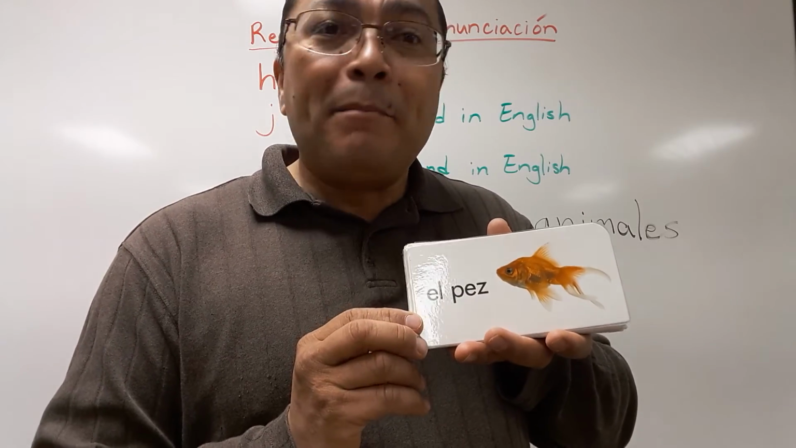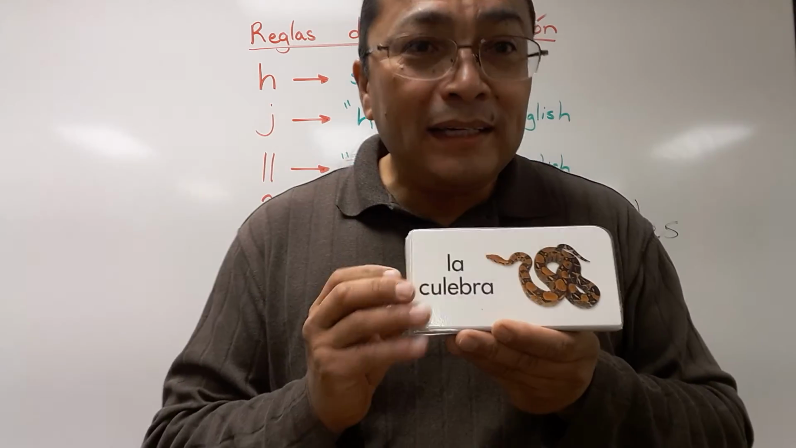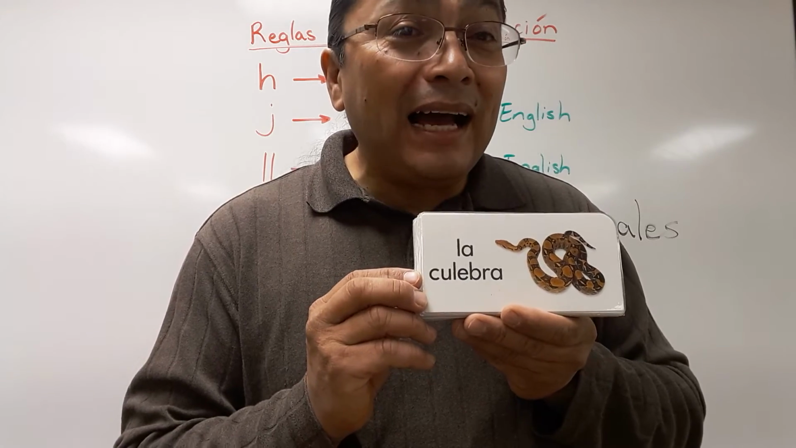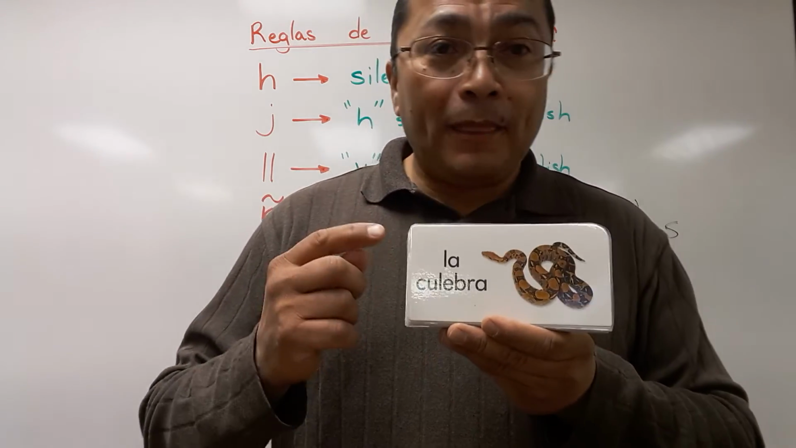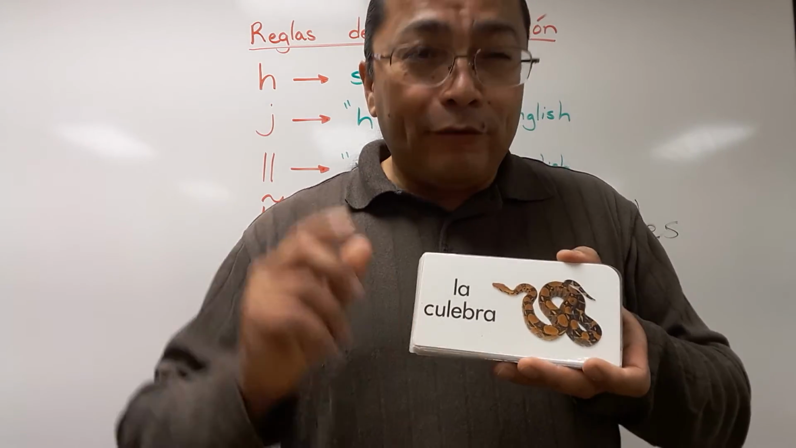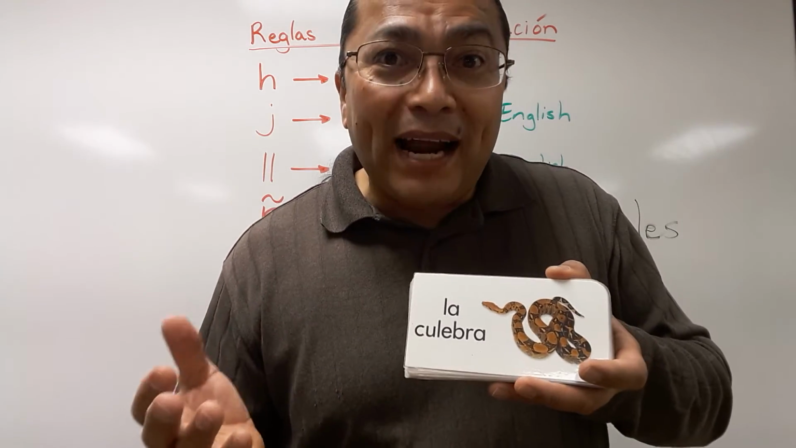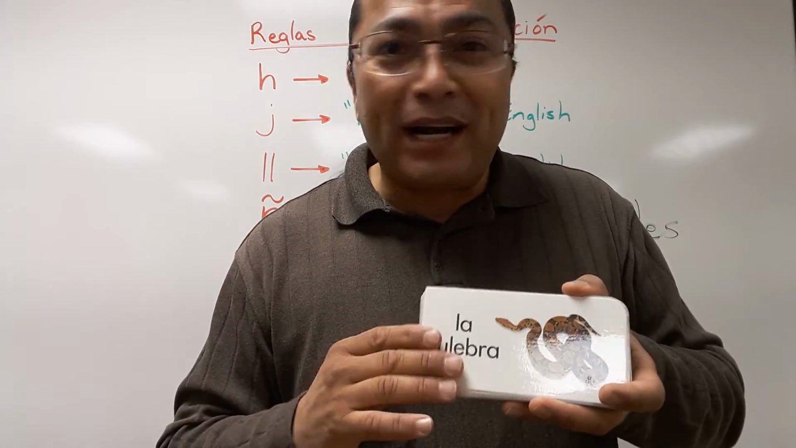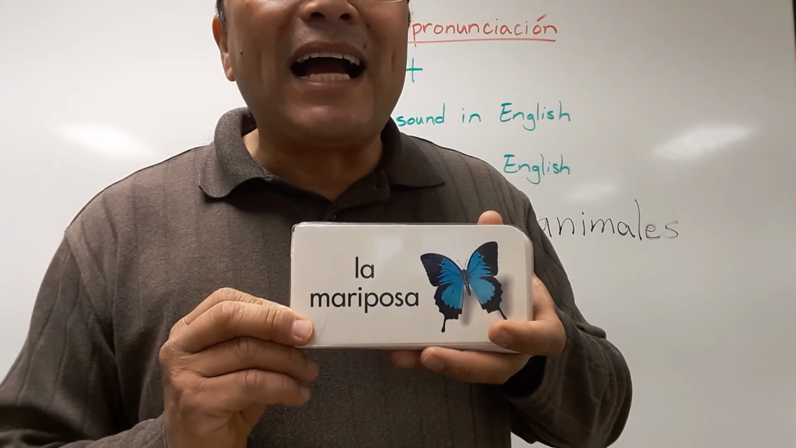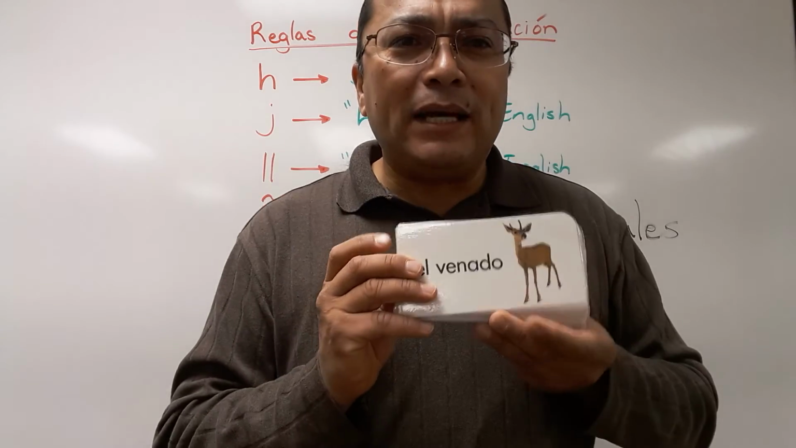El pez. Muy bien. La culebra. Now, la serpiente, the serpent, also works, okay? And if you have a specific snake like a cobra, it's la cobra. Cobra is cobra. Same spelling, okay? La mariposa. Muy bien.